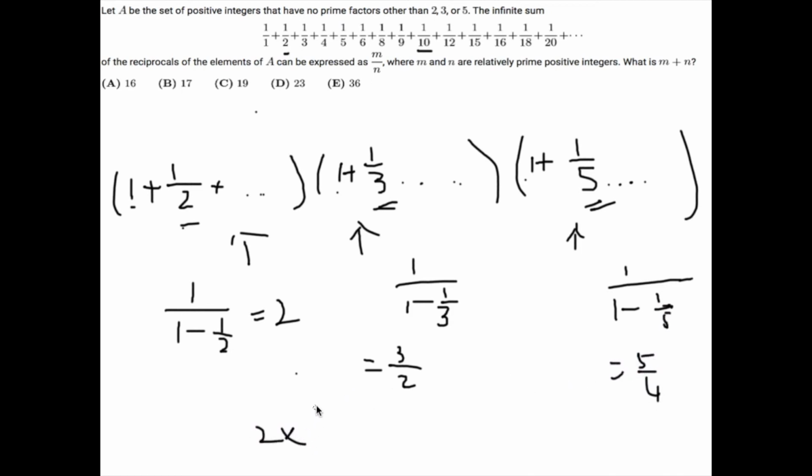So if we multiply 2 times 3/2 times 5 over 4, the 2's cancel and we're left with 15 over 4. 15 over 4 is already in simplest terms. They're relatively prime. So if we just add 15 and 4, we have 19. And the answer is C.